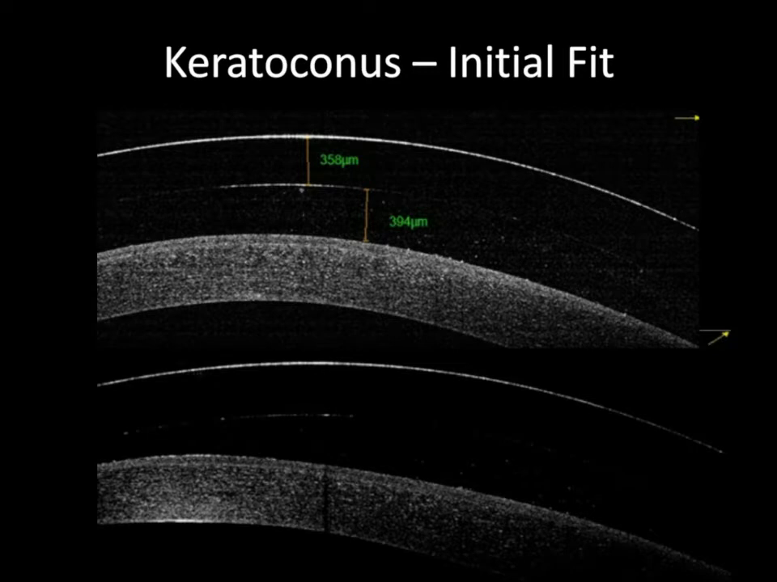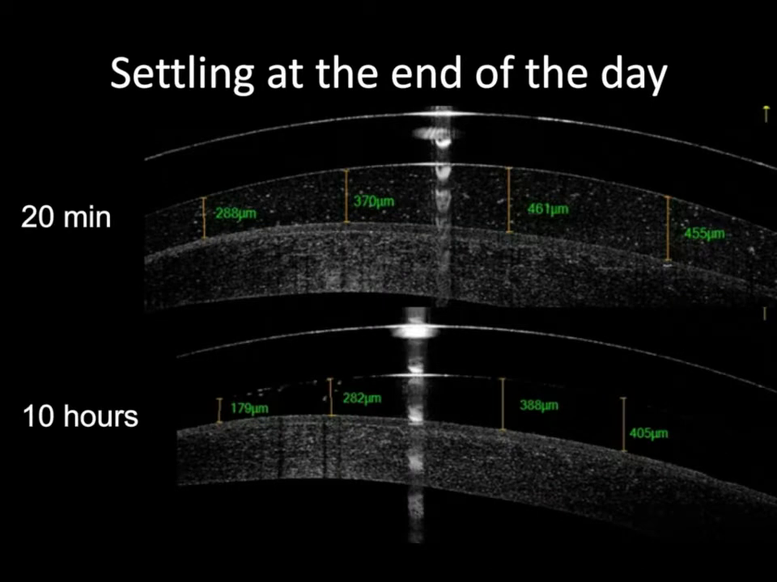What you can also see is the settling that occurs with these lenses throughout the day. So in the top picture, you can see the lens clearance after 20 minutes, and after 10 hours, you can actually see the lens clearance that's present as well. And you can see that there is less clearance towards the end of the day.